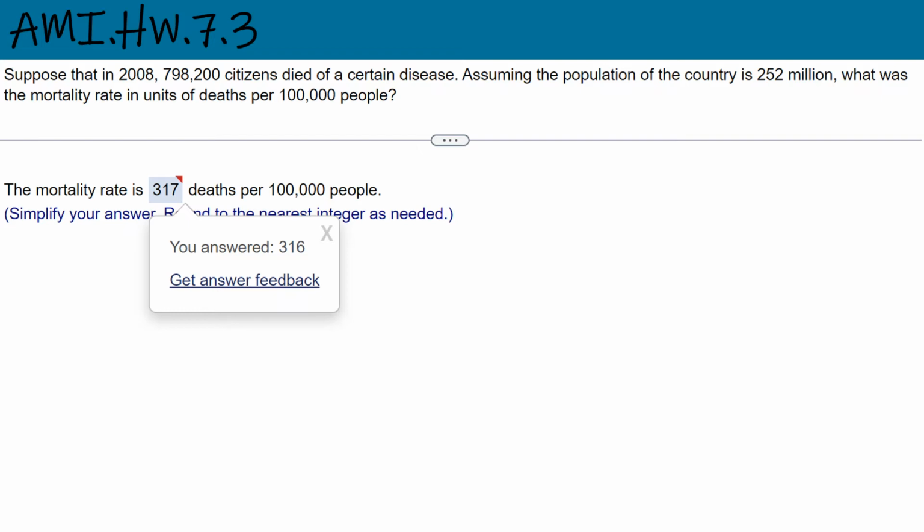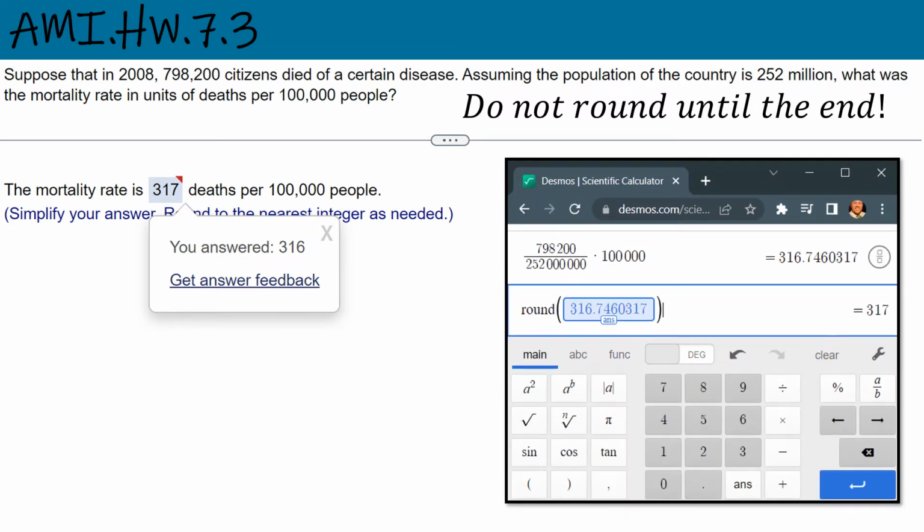Be careful. This is one that somebody sent me, and they did a great job, and they got 316, and they were wrong. The answer was 317, which is easy to make. They could have made one of two mistakes. The first one is they could have rounded as they were going, and so they lost some of the decimals as they went. So don't round until you're done with a problem. Or they could have just rounded incorrectly.